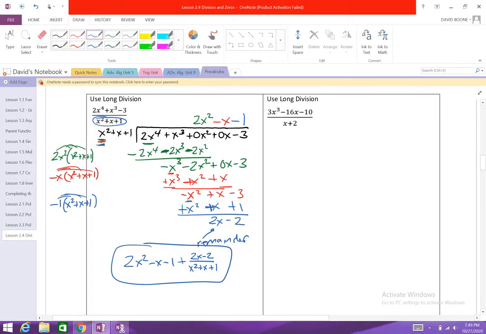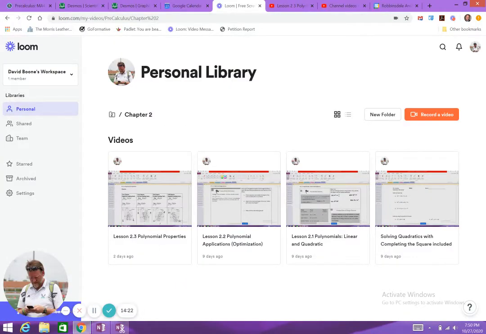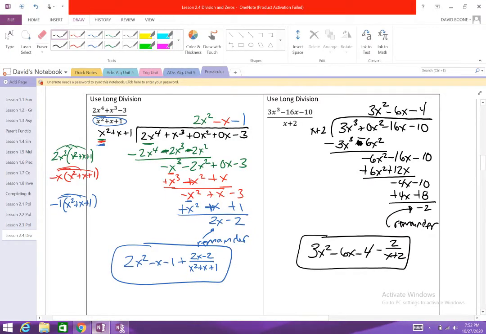Okay. Well, let's give you a chance at it. Have you tried that one on your own? Pause the video, come back, and see if you got it right. All right, and hopefully this is what you came up with. Double check your answers. You came up with a 3x squared minus 6x minus 4. And the remainder is minus 2, so we take that minus 2 over our divisor. Okay, pause it if you need to take a little bit longer look at it.